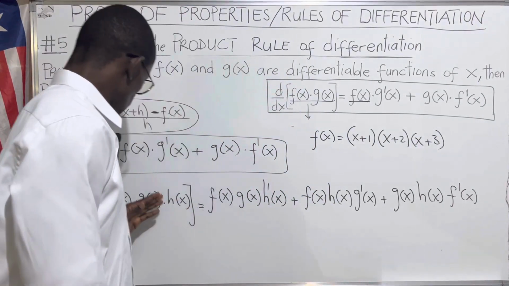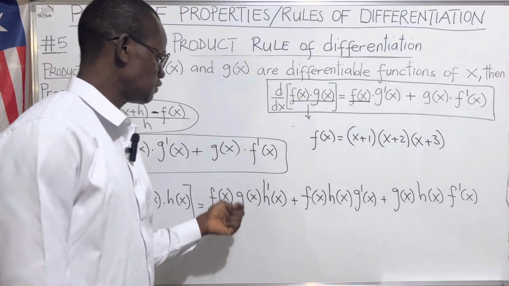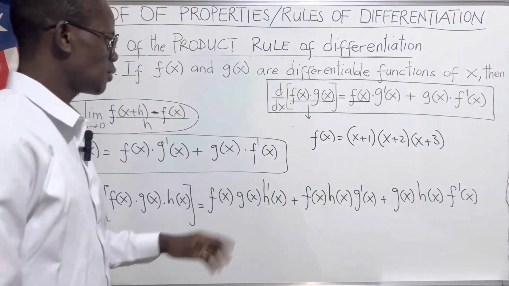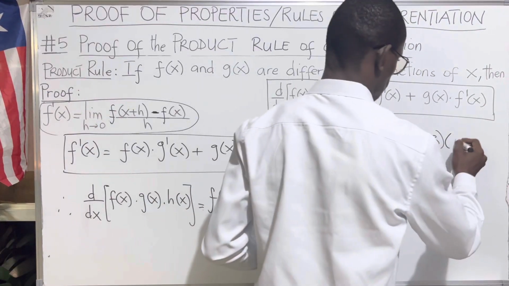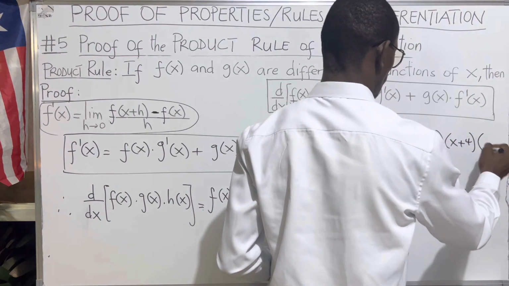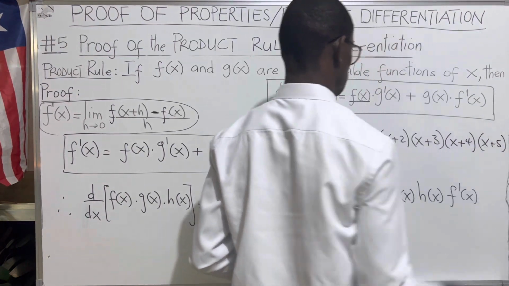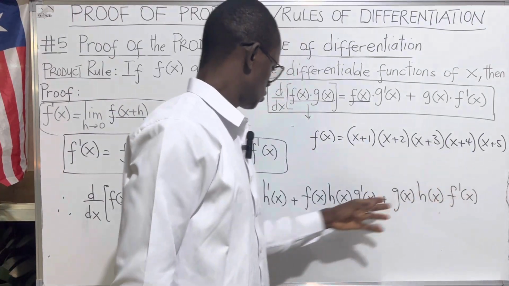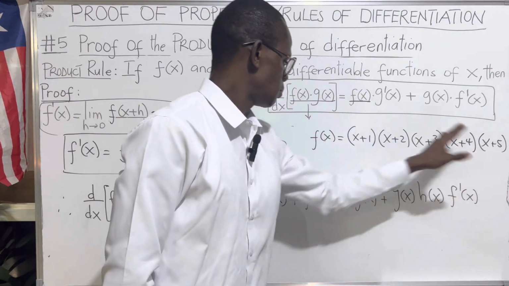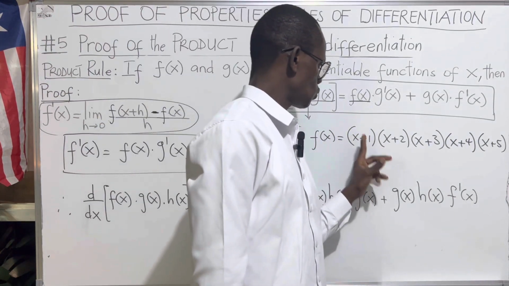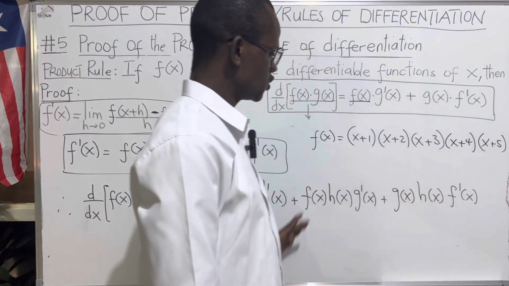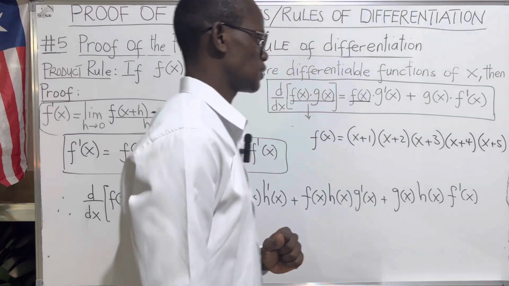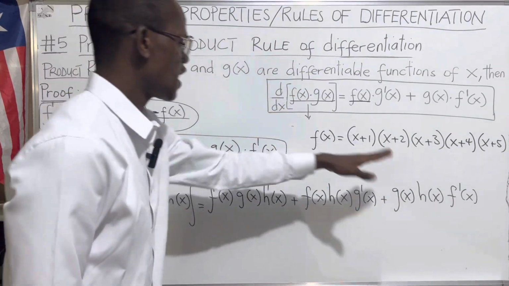And if there are three factors, you must hold two and differentiate one. If there were four factors, x plus 4, or 5 factors, x plus 5, you will have to hold 1, 2, 3, 4 and differentiate 1. Plus, you hold another 4, 1, 2, 3, 4 and differentiate the other. Just like that. So there will be 5 terms.